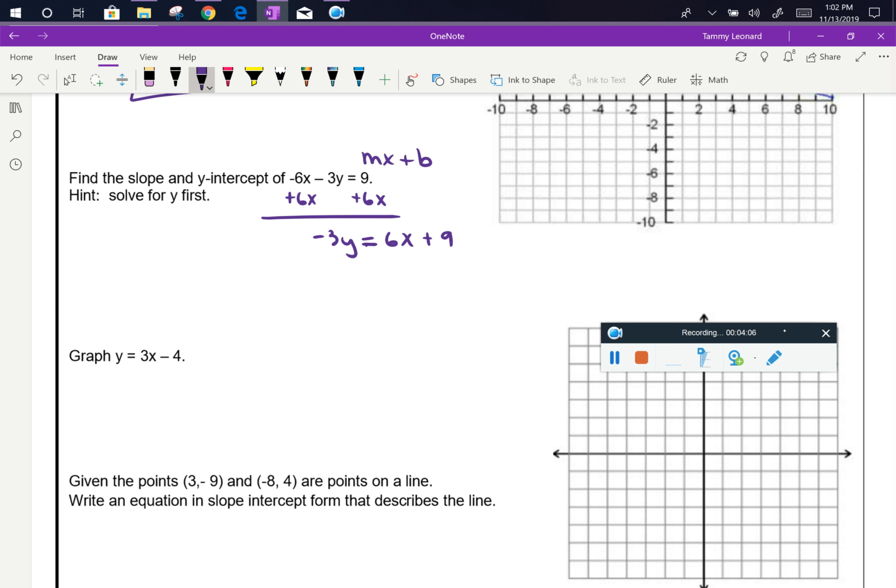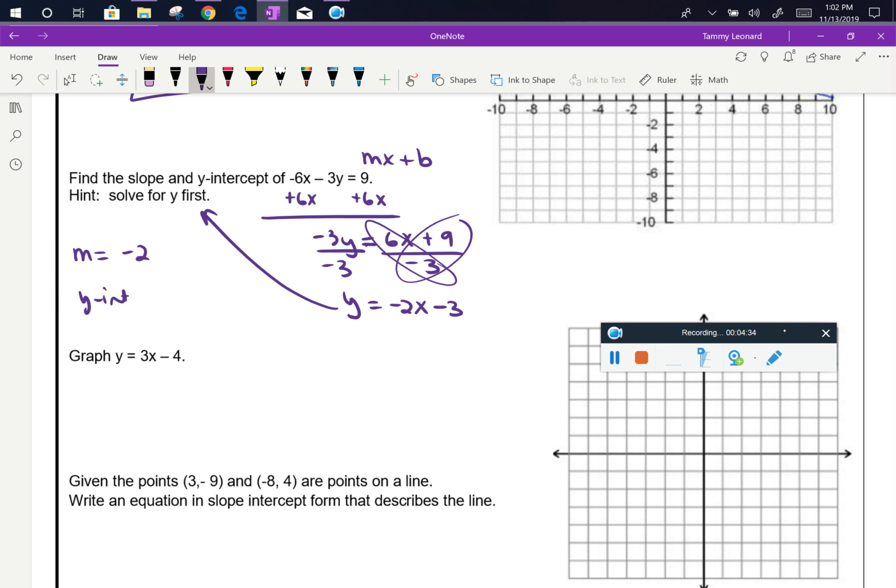That negative 3 is multiplying y. So I can reverse that by dividing both sides by negative 3. So y equals 6 divided by negative 3 is negative 2x, and 9 divided by negative 3 is minus 3. So I've accomplished the first goal of solving for y. And then I have to identify the requested information. They asked me for the slope, which is negative 2, and they asked me for the y-intercept, which is the point 0, negative 3.